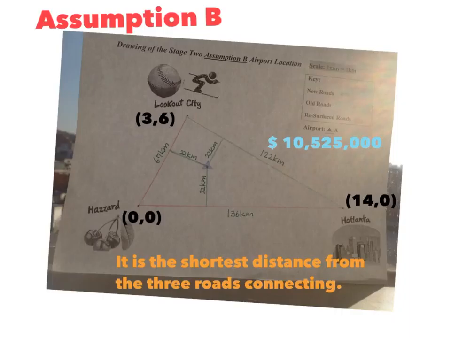The total cost of building the roads for this airport location is $10,525,000.